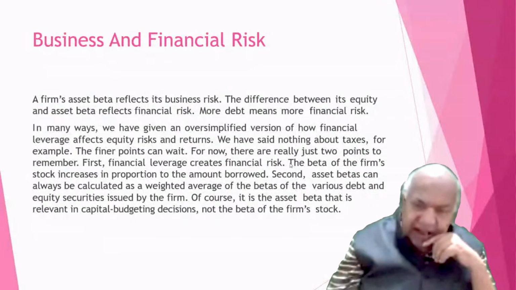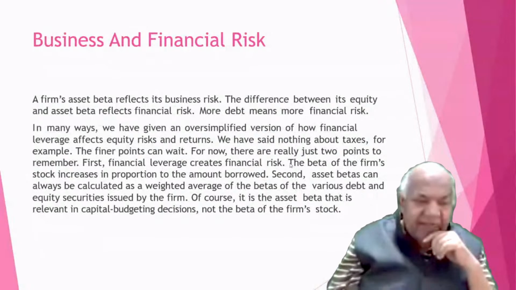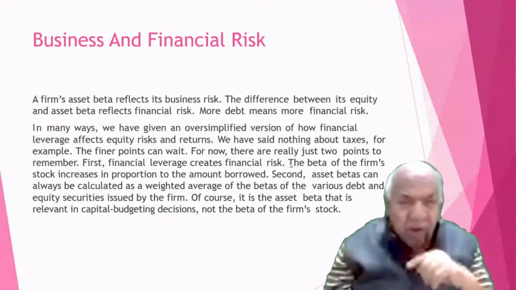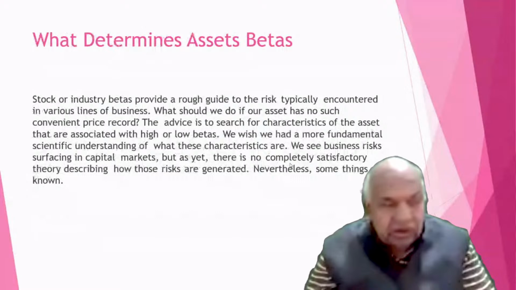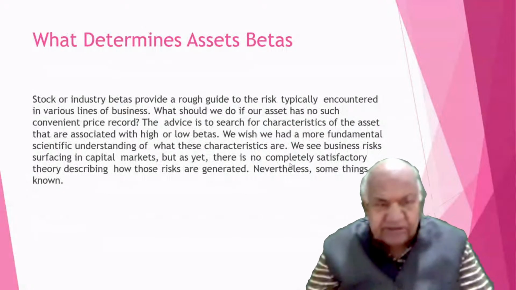Second, asset betas can always be calculated as a weighted average of the betas of the various debt and equity securities issued by the firm. Of course, it is the assets beta that is relevant in capital budgeting decisions and not the beta of the firm's stock. What determines assets betas? Stock or industry betas provide a rough guide to the risk typically encountered in various lines of business.